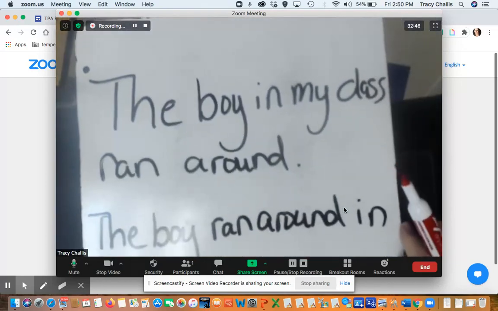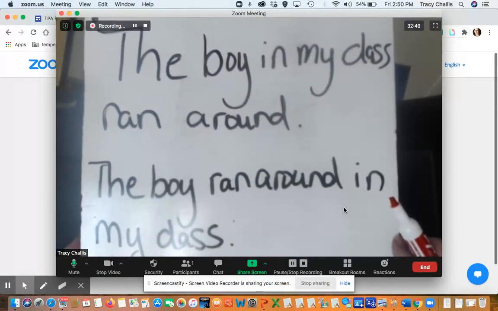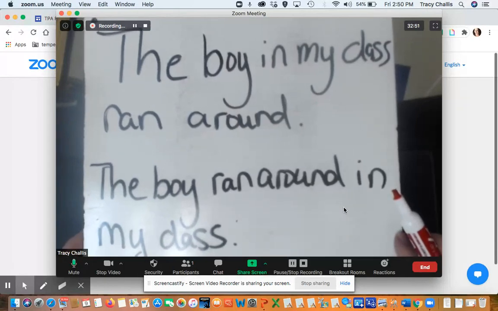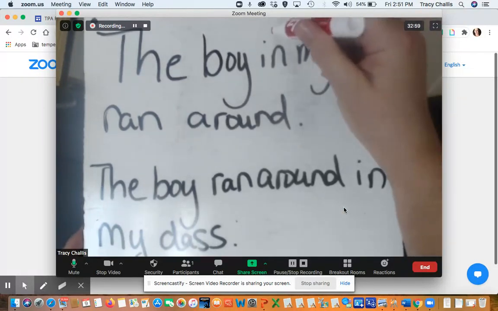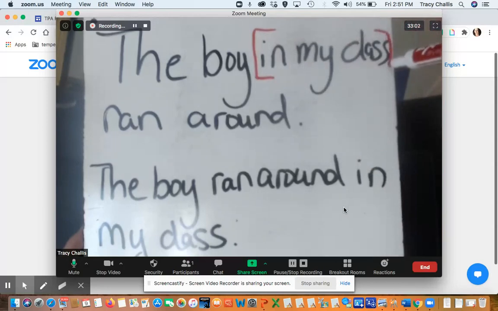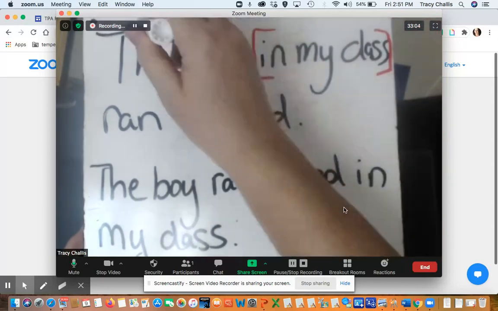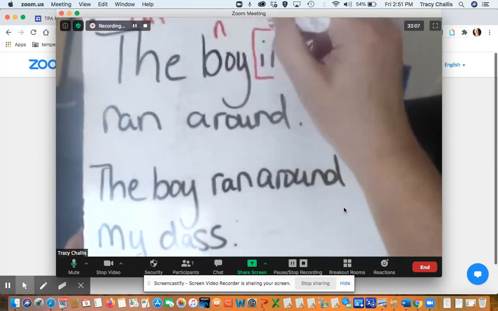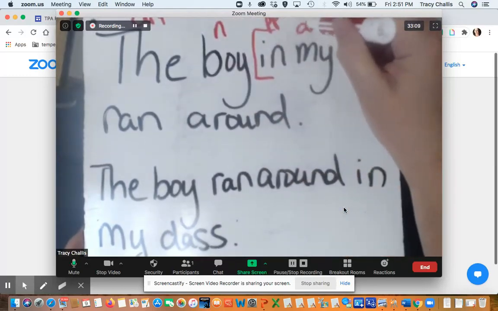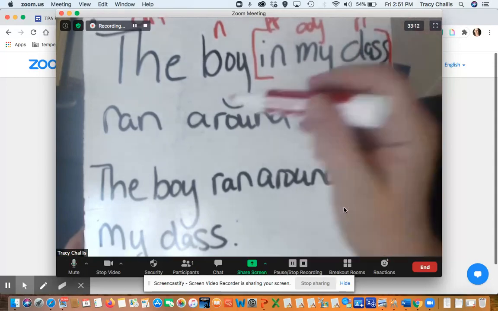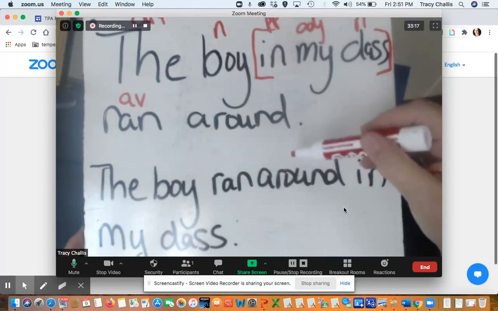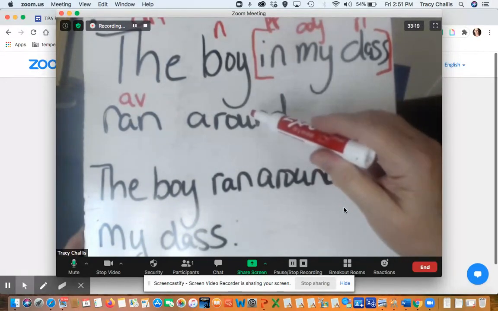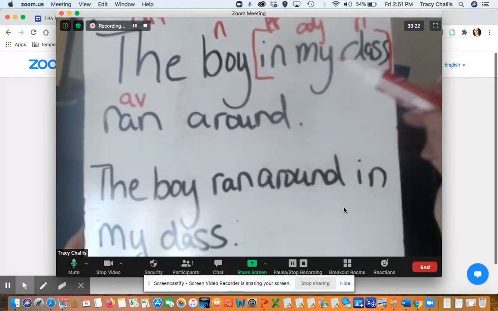You've got two sentences that are very similar. They use a lot of the same words, but the position of the prepositional phrase is really going to make a difference. So in the first one, in my class is your prepositional phrase. We're going to bracket that first. And the is your article, boy is a noun, in preposition, my adjective, class noun, ran is your action verb, and around you do not have a phrase. So when it is by itself, it's going to be an adverb. So right now we're not doing anything with it.